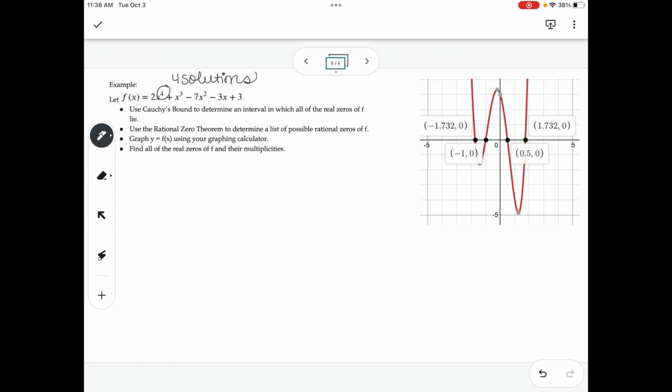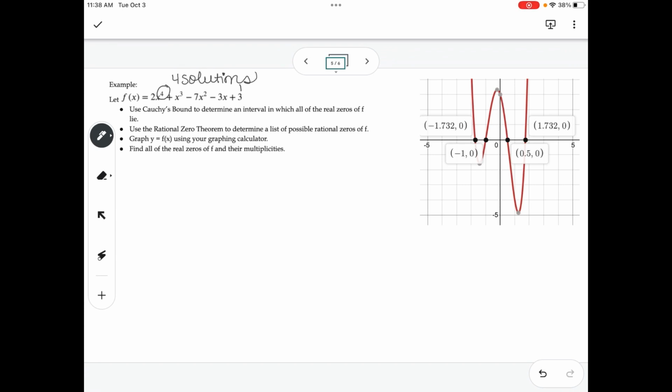Again, with the last example, some may be real, some may not be real. But when I look at my graph, they're probably all going to be real because I can see that there are 4 places it crosses the x-axis. So let's start off by looking at Cauchy's bound to determine on which interval the real zeros need to lie.